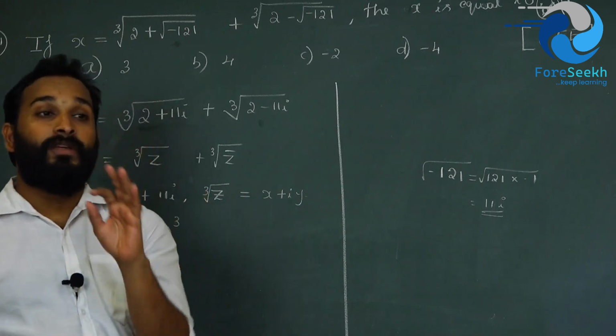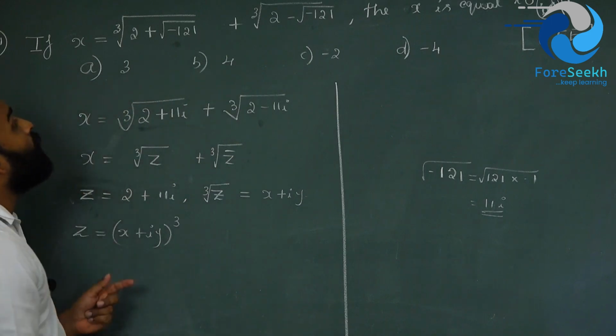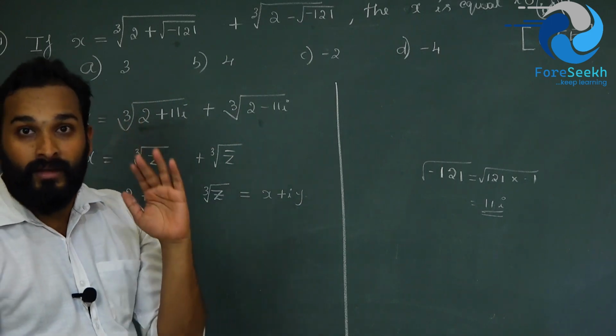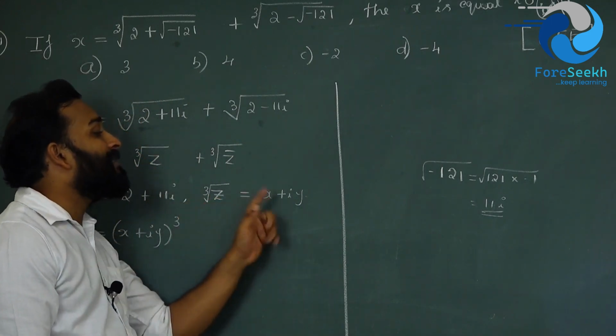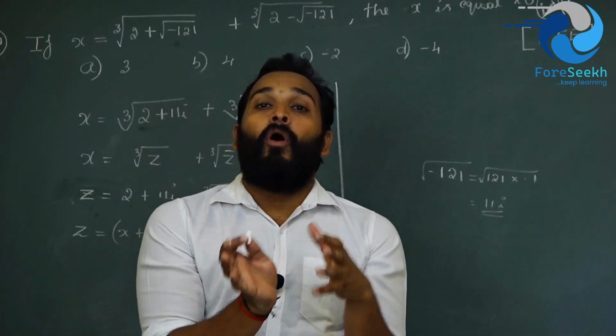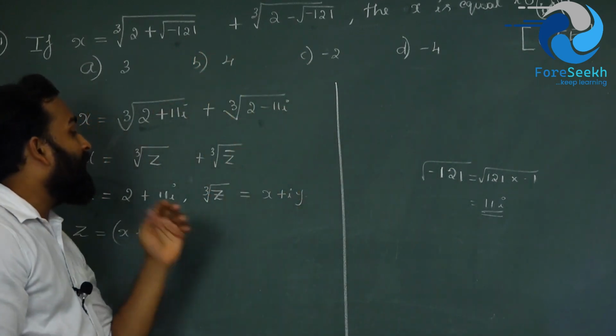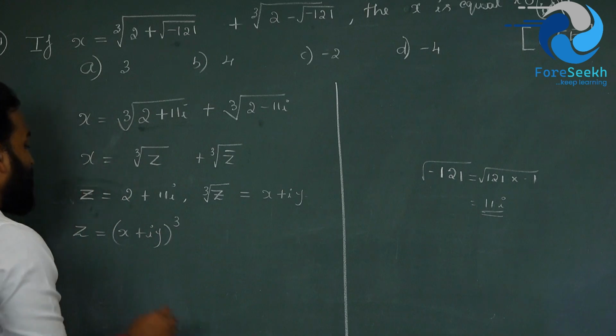Let us assume the cube root of z, because we are finding the cube root here. You require the cube root of z and the cube root of z bar, that is the conjugate of z. So let us assume this cube root of z as x plus iy, because we know the cube root of a complex number will always be a complex number. So let us assume that x plus iy is the cube root of z. In that case, what do we do now?